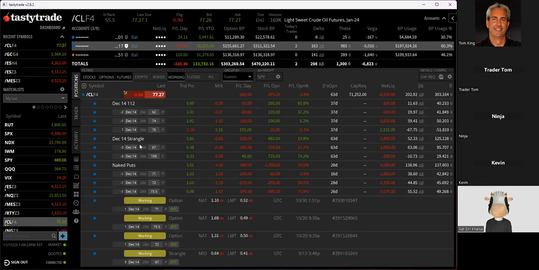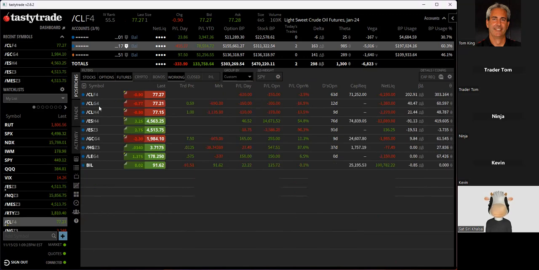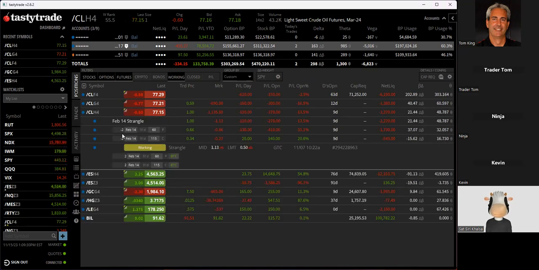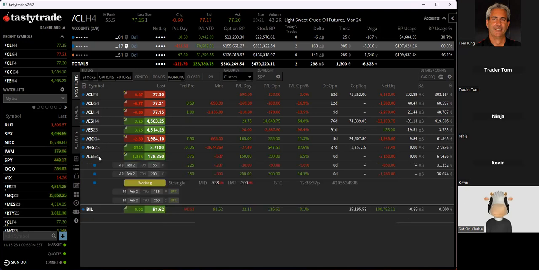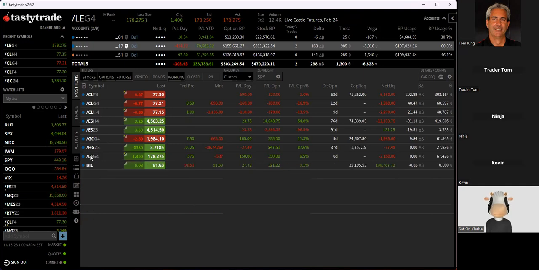There's also a strangle up on CL, which is oil, and that's up 20%. And there's another strangle on oil, which is down just 13%. So there are 2 strangles on oil, 2 on ES, 2 on gold, and now there's also a strangle on live cattle that we just put on about 20 or 30 minutes ago.